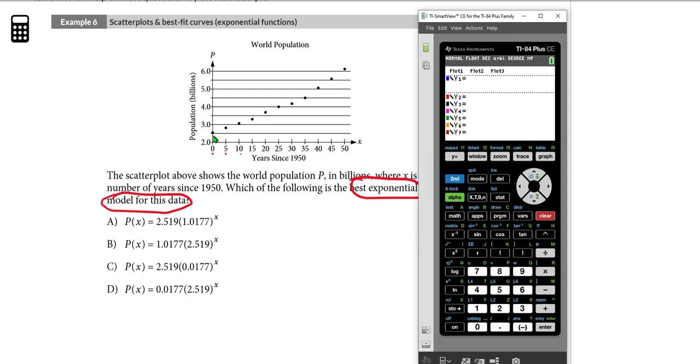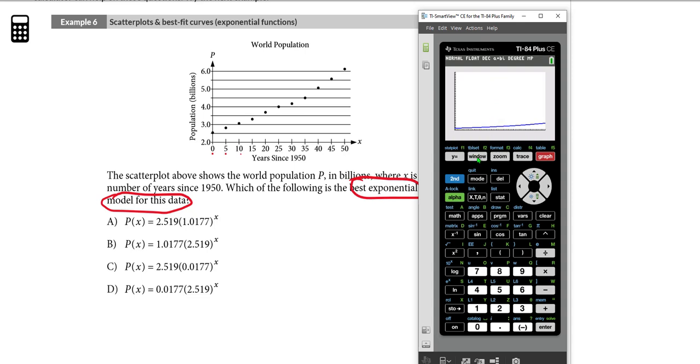So what do we have in answer choice A? We have 2.519. Then we have a parentheses 1.0177, just making sure I am typing in exactly what is on the page. And then we are up to the X. So now if I graph this, I still have my window settings from the previous question.